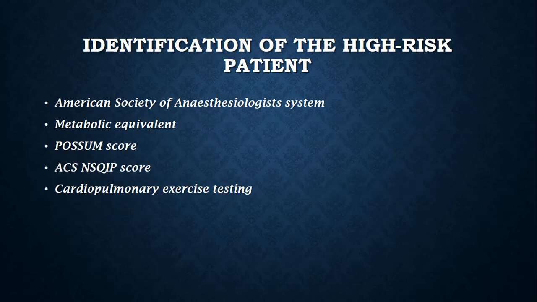There are different scoring systems used to identify high risk patients. The most commonly used systems for identification of patients are the ASA scoring system, metabolic equivalent score, P-POSSUM system, ACS scoring system, and cardiopulmonary exercise testing.